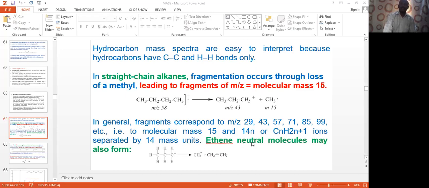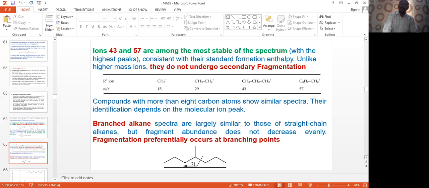Sometimes there will be a loss of ethene as a radical, and you will have the methyl cation, or ethyl cation, or propyl cation. But most probably the fragmentation will be loss of a methyl radical and then loss of CH2 units. So that is with the straight chain alkanes.